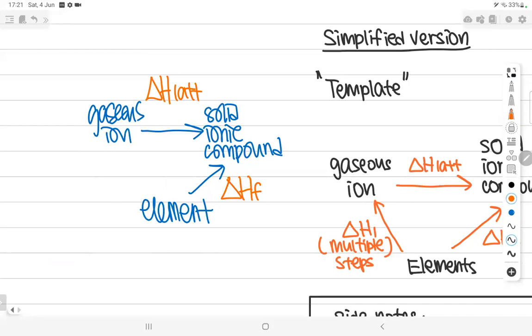All right, the last thing: element can transform to gaseous ion. You can change the raw material to gas ions. This is very complicated, I put 5 stars here. From element to gas ion, it involves multiple steps. Although you only see one arrow here, actually there are many steps. I'll show you later.